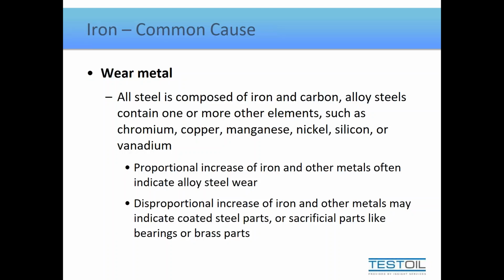Now, when you see a proportional increase of iron and some of those other metals, then generally you can attribute that to being an alloy. So then you'd have to ask yourself what parts might be made with that alloy. When you see disproportional increases, meaning that the softer metals tend to increase at a faster rate than the iron levels increase, that would indicate that you have two parts rubbing, meshing, sliding across each other, and that will help narrow down your choice of which parts are wearing.